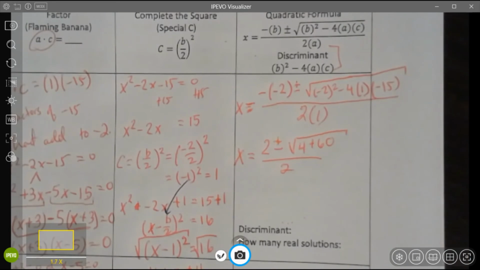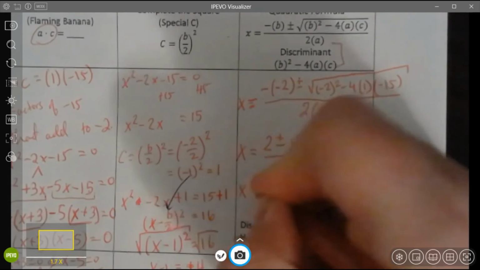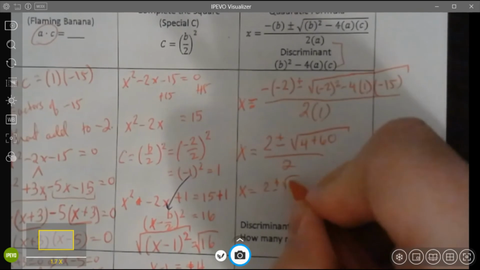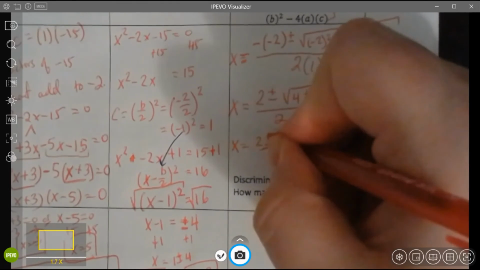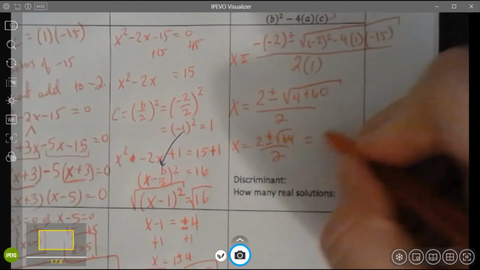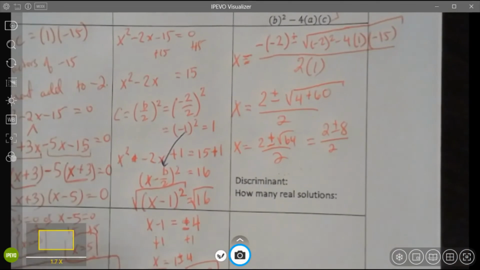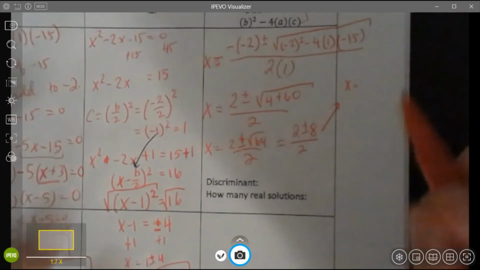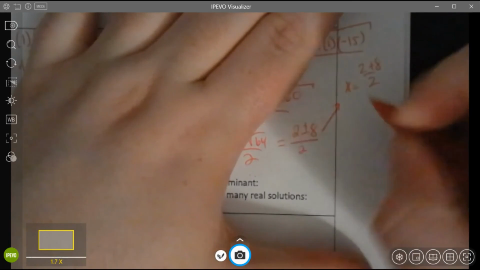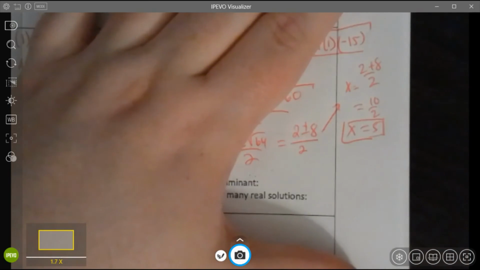So next, we can simplify this a little bit more. We're going to simplify underneath the square root. So x is 2 plus or minus the square root of 64 over 2. The square root of 64 is 8. So this is 2 plus or minus 8 over 2. So x could either be 2 plus 8 over 2. So 2 plus 8 gets you 10 over 2, which is 5. So x is 5 is one option.